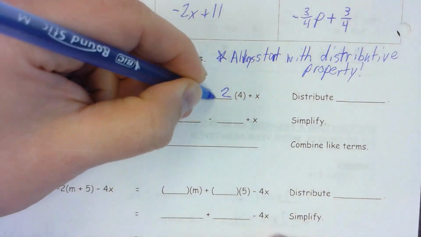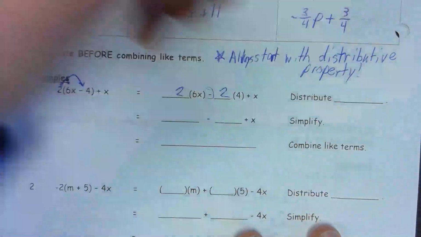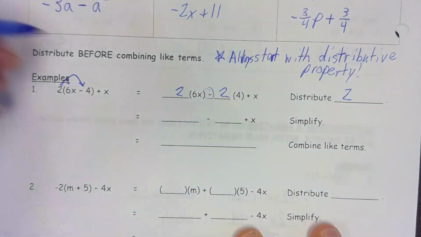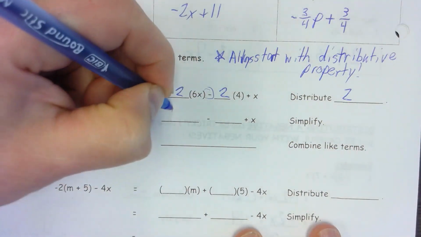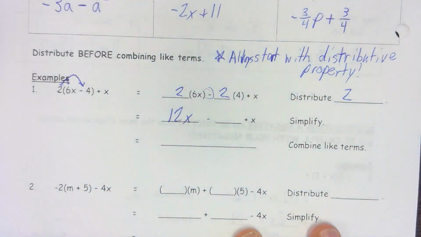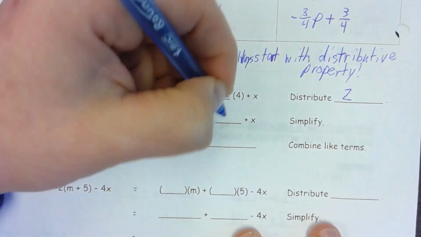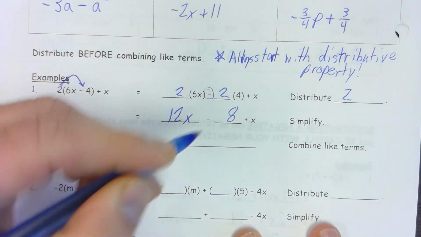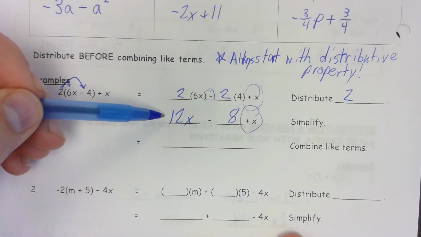They put the negative sign already here for me. We're distributing 2. So what do we get? I get 2 times 6x. Well, that's 12 x's. Minus 2 times 4 is 8. And this is just riding along. This is just hanging out until I get to the point where I've got it simplified.